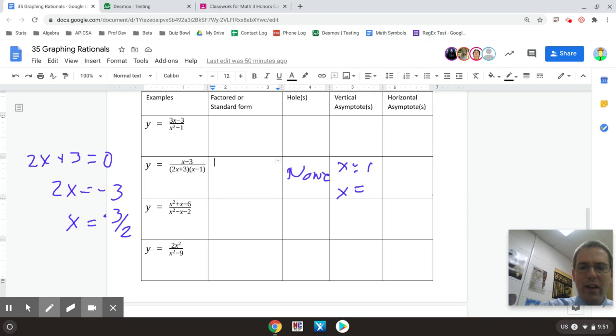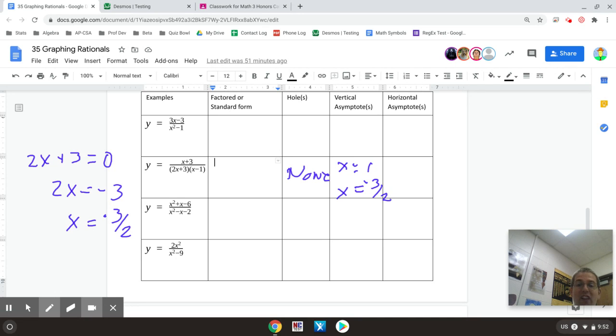And this kind of explains the note I put in your written notes that there's a lot of variation in what these can look like. The first example we did had a hole, a vertical asymptote, and a horizontal asymptote. This one has no hole, but it has 2 vertical asymptotes. So you get a lot of variation.